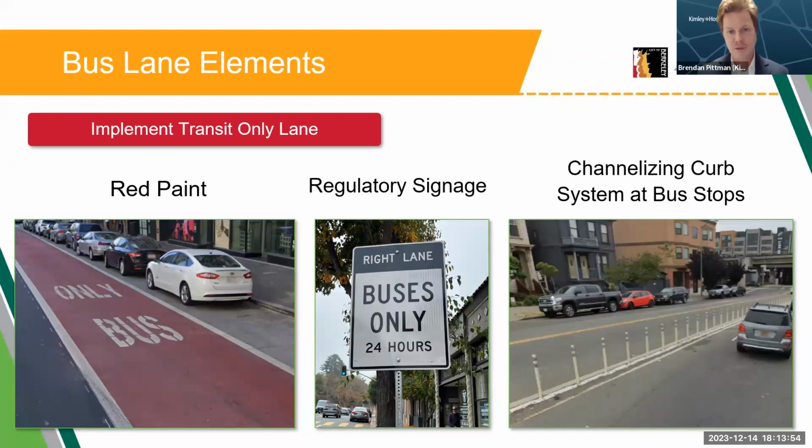Finally, a continuous channelizing curb system will be installed adjacent to the Ellsworth Street and Dana Street bus stops. The channelizing curb system will be placed on the stripe that divides the general purpose lane and the bus lane, similar to what is shown on the picture on the right. These elements will hopefully discourage general purpose vehicles from improper use of the transit only lane in those areas.